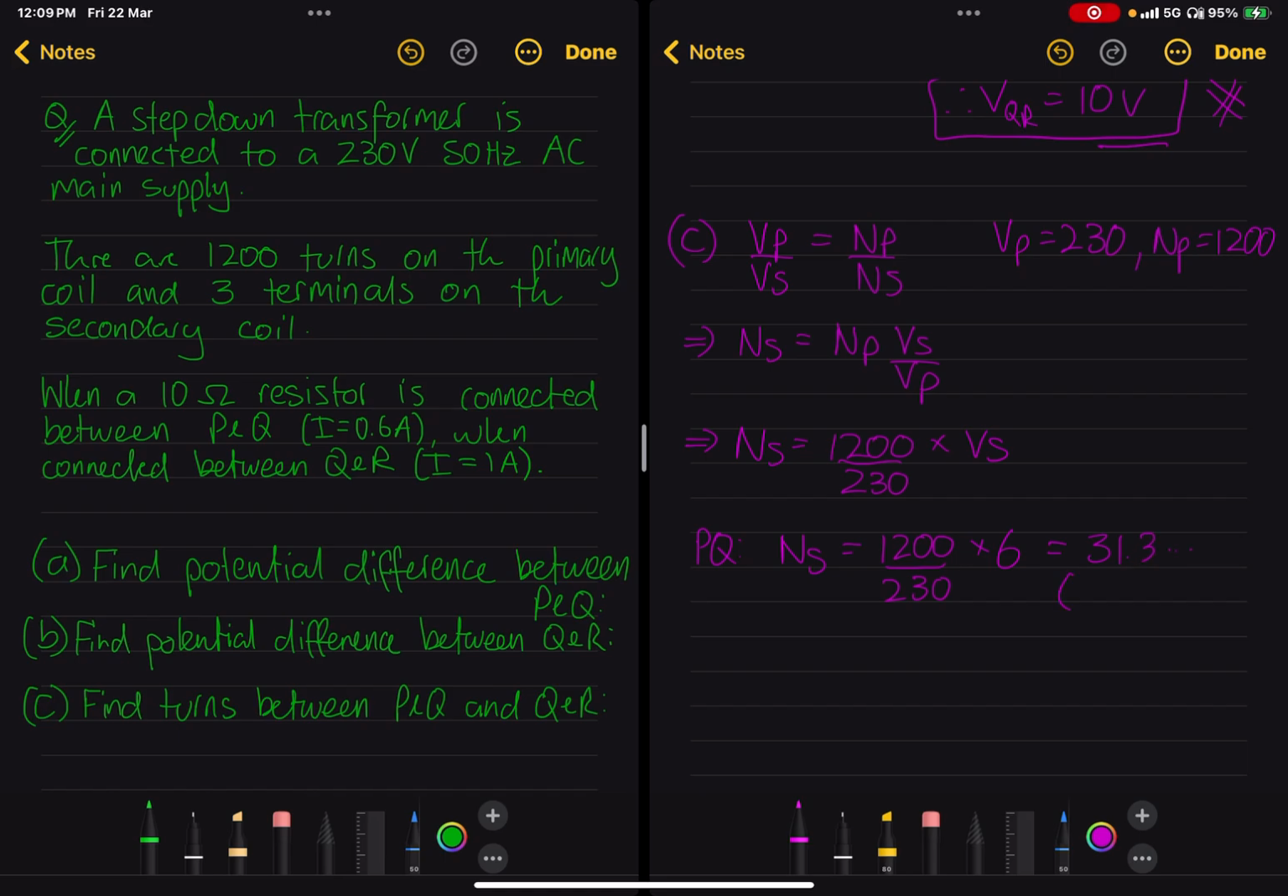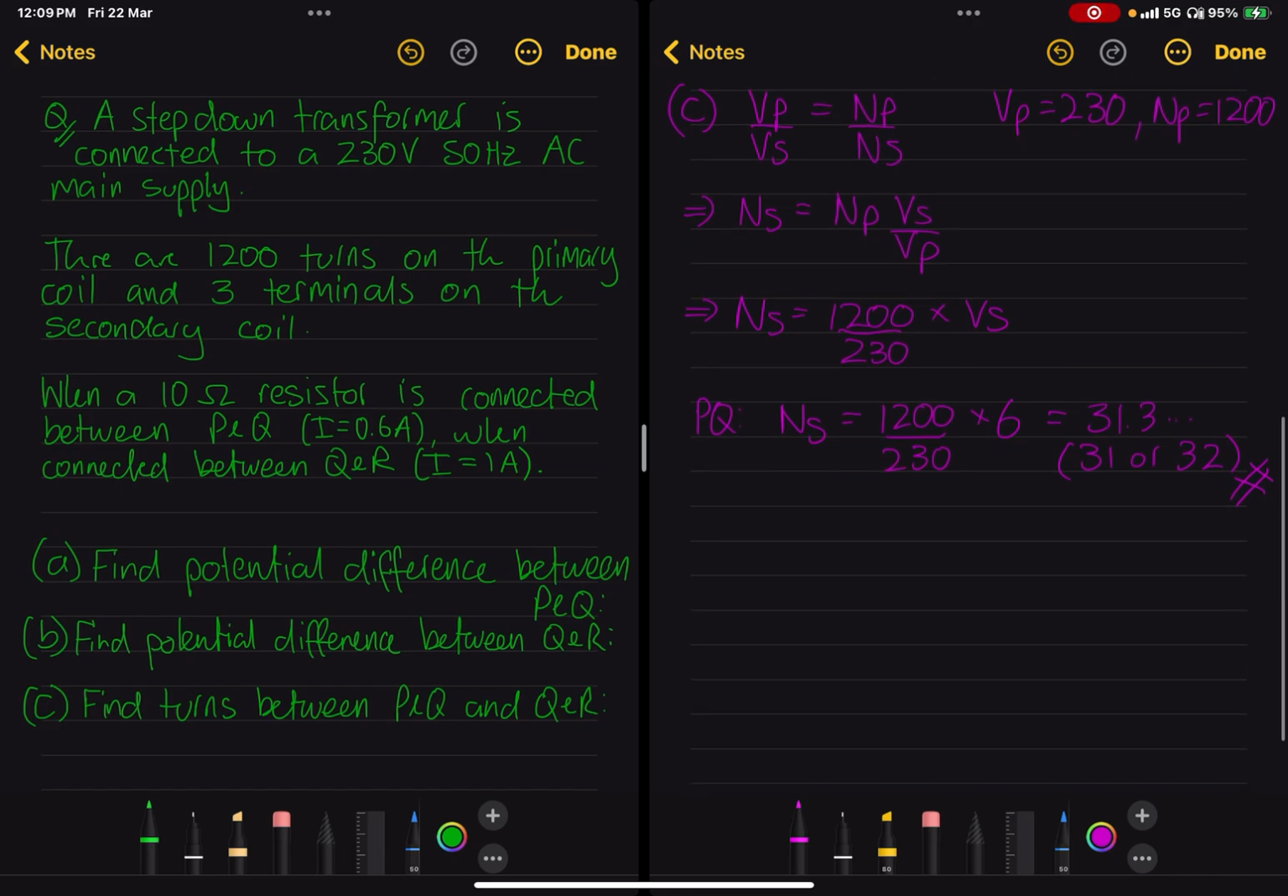This ends up being 31.3... Because this is not a whole number and we expect the number of turns to be a whole number, we will say 31 or 32. Pretty much both of these are acceptable in this case. You could also just round to 31. You could say, well, rounded to 2 significant figures, it's 31, but I'm going to say 31 or 32.